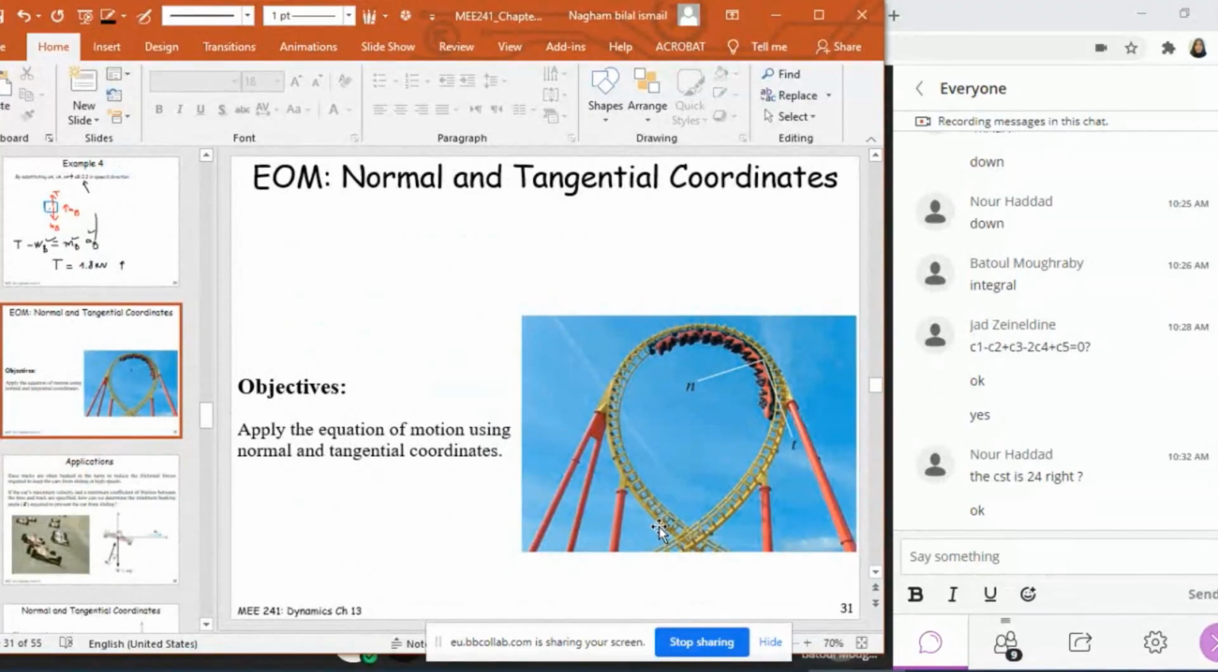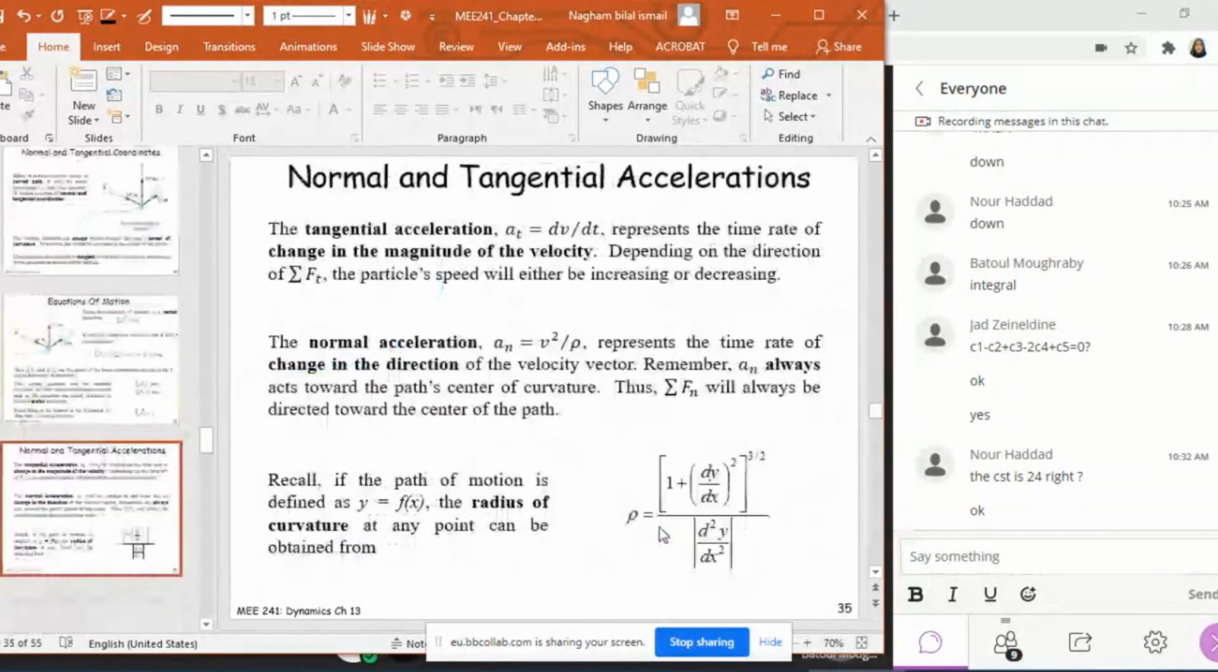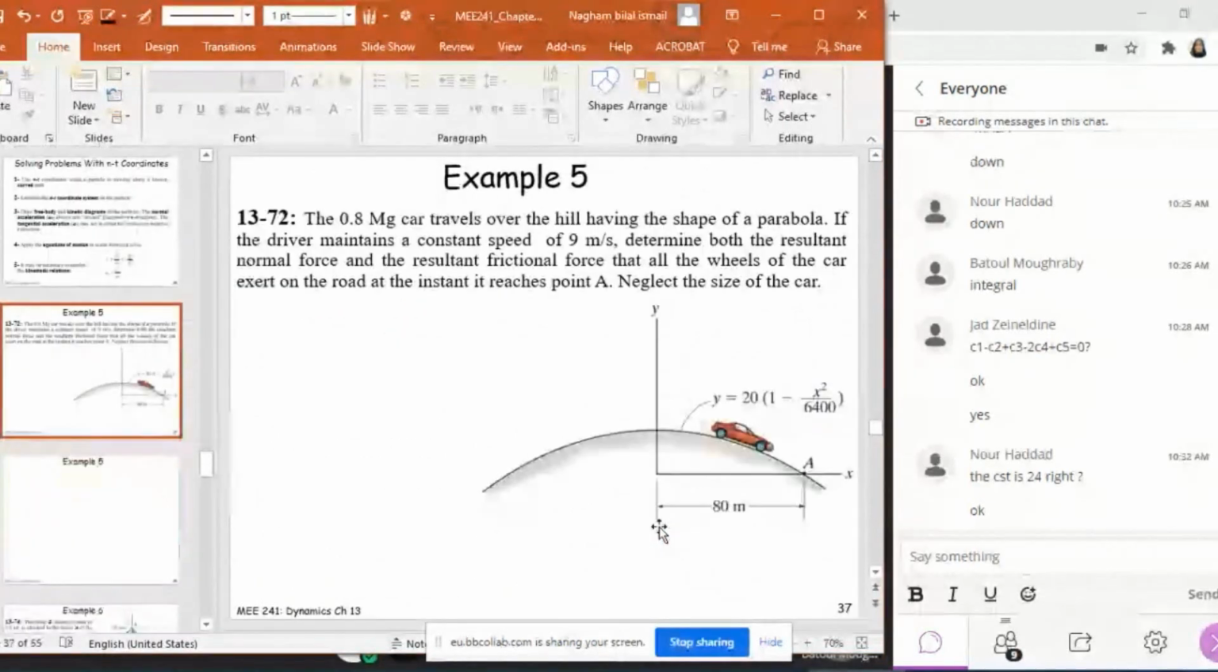Now, guys, I'm gonna move to the part of normal and tangential coordinates in kinetics, and I'm gonna solve a problem on this issue. Here I have a curvilinear motion. I know the equation of y in terms of x, and this will help me in finding the radius of curvature. And I know the mass of this car, it is 0.8 megagrams, which means it is 800 kilograms. Car traveling over the hill having the shape of a parabola.